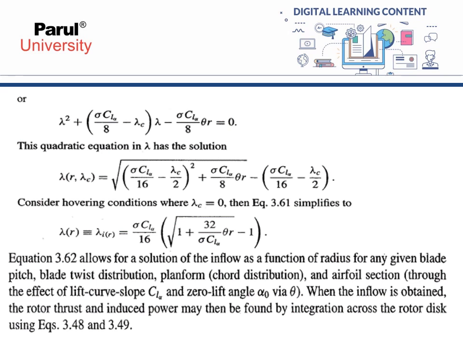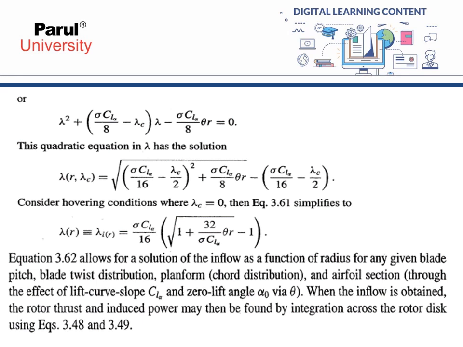Consider the hovering condition where λc equals 0. Then equation 3.61 simplifies to λ(r) = λi(r) = (σ·Cl_α/16)·[square root of (1 + 32/(σ·Cl_α)·θ(r)) − 1]. Equation 3.62 allows for a solution of the inflow as a function of radius for any given blade pitch, blade twist distribution, planform chord distribution and airfoil sections, through the effect of lift curve slope Cl_α and zero lift angle α0 by θ.